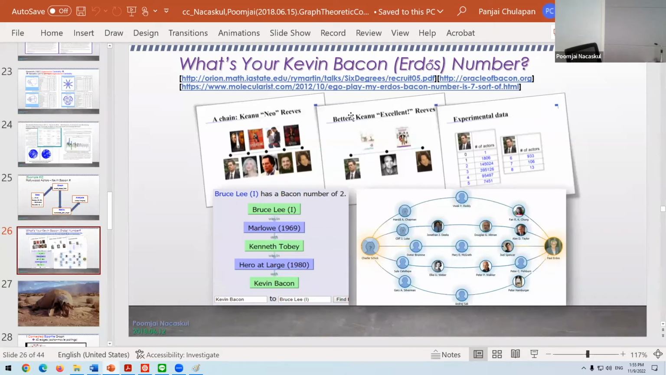Here, this is very important. The claim was nobody in Hollywood has a Kevin Bacon number greater than 6. This is what's known as the small world phenomenon. There are thousands of actors in Hollywood, but eventually you can link them. You can link them with 5 movies.